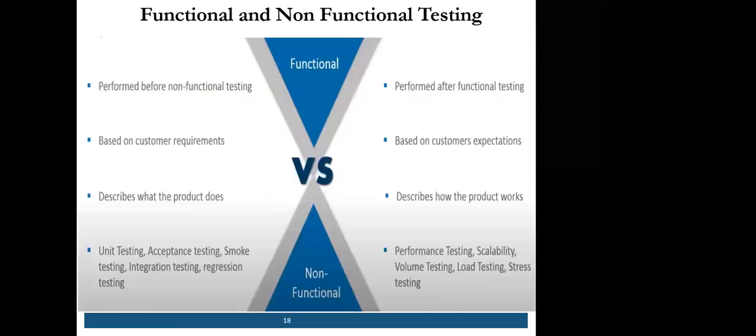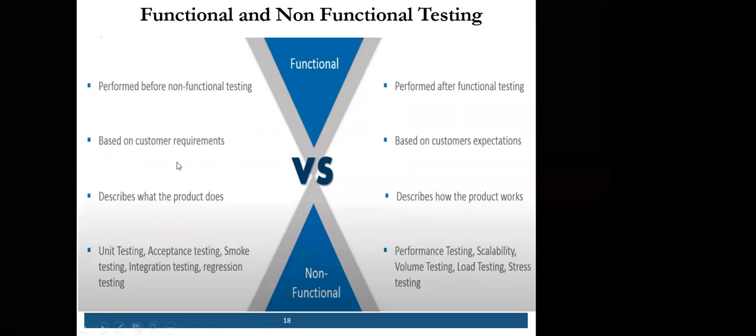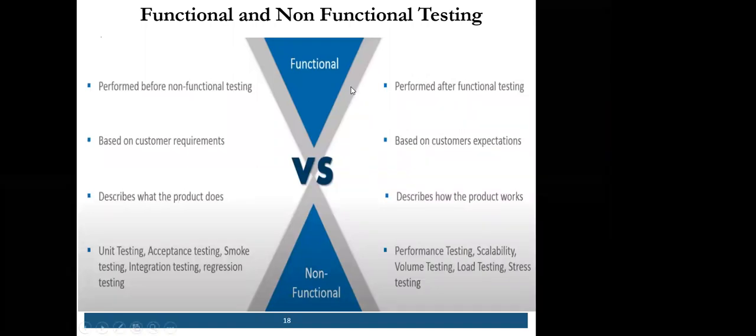Coming next is functional and non-functional testing. Functional testing is performed before the non-functional testing. Functional testing is basically done based on the customer requirement. Functional testing includes unit testing, acceptance testing, smoke testing, integration testing, and regression testing. Functional testing can be done manually.